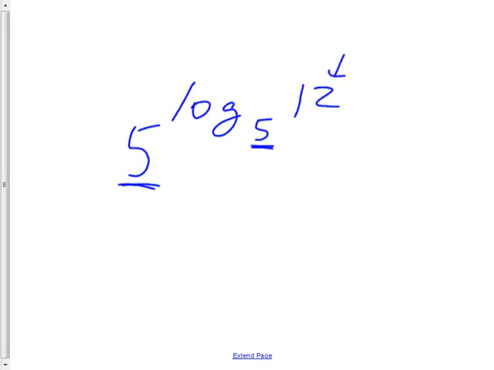Another one I showed you yesterday. Do you get that the bases are the same? This is a base because it has an exponent on it. That's a base because it's the base of the log. If the bases are the same, the answer is already there, and the answer is 12. Yes?